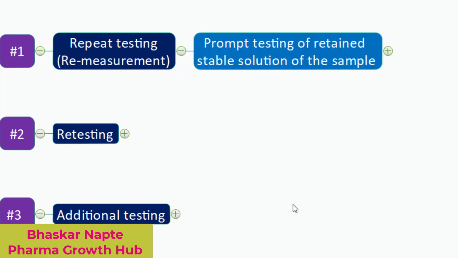And here it is on your screen. Repeat testing is nothing but a prompt testing of a retained stable solution of the sample. You are allowed to do some testing by using the original solutions that you have prepared and which are found to be stable, which are found to be valid during conducting the experiment.